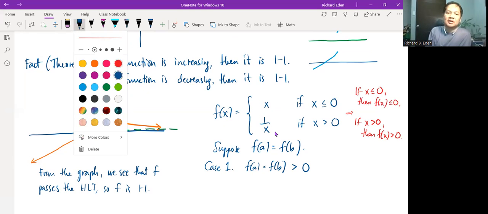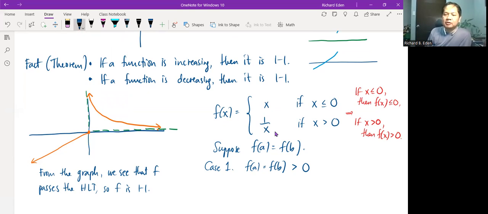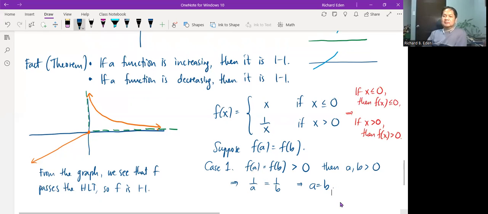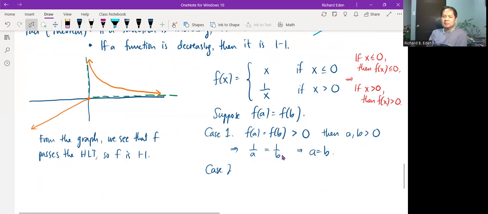All right, so I'm pointing that out because, case one, if f of a is equal to f of b and it's positive, then from the observation in red, because f of a is positive, a must be positive. And because f of b is positive, b must be positive. So therefore, we can replace f of a with 1 over a, and f of b with 1 over b. Consequently 1 over a equals 1 over b, so you get the conclusion a is equal to b.